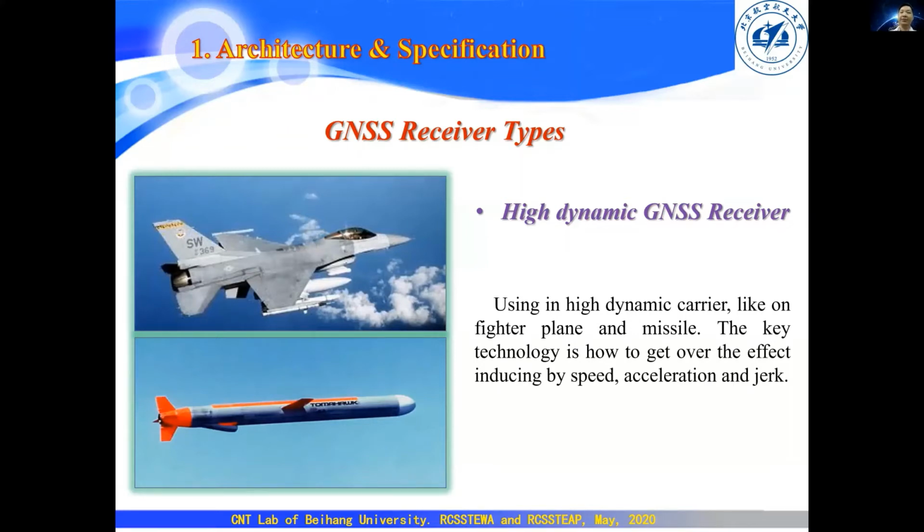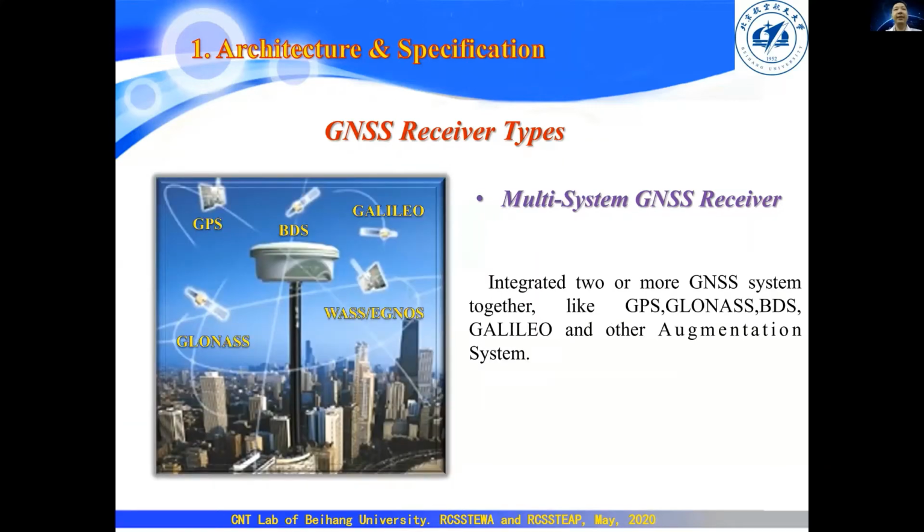And the next type is the multi-system GNSS receiver. Nowadays, the receiver itself tries to integrate two or more GNSS systems together, such as integrating GPS, GLONASS, BDS, Galileo and other augmentation systems together, into just one chip or one receiver.